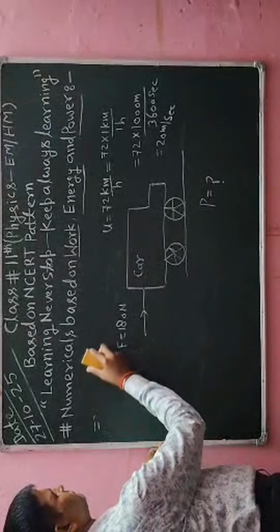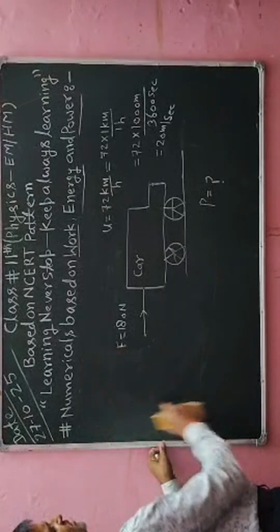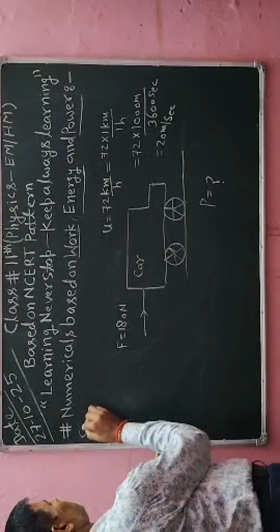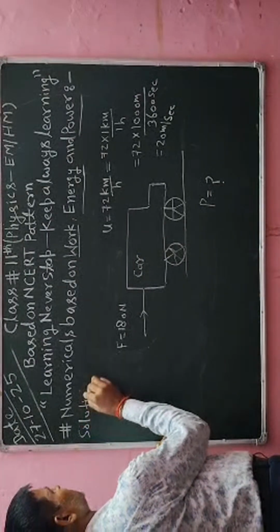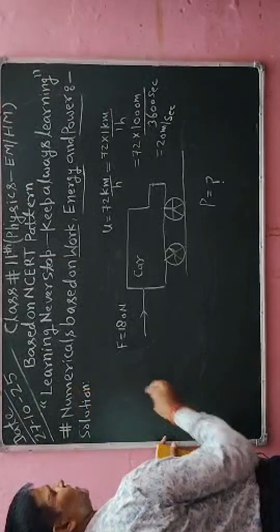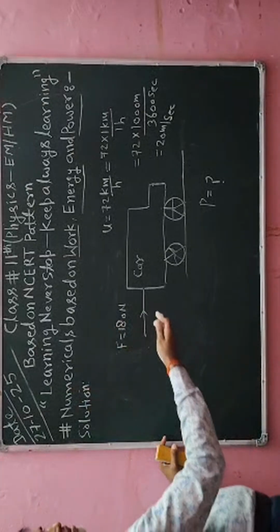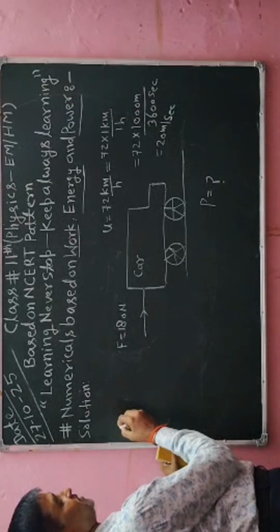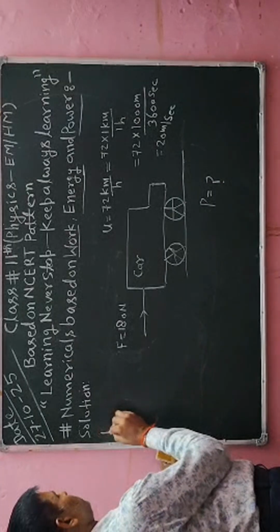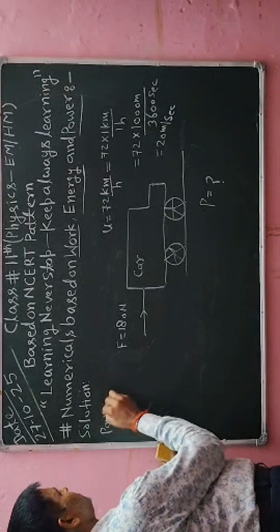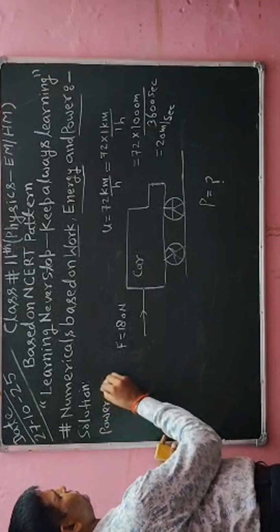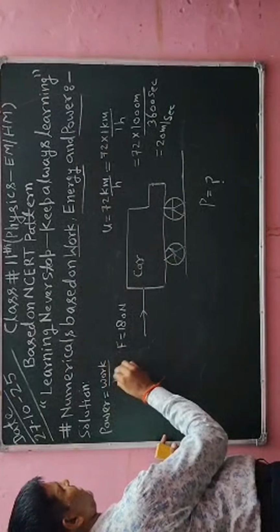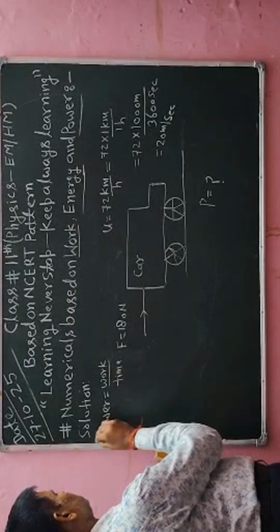Now further, this information I will erase, and after erasing I will say that in the first step I have to write the solution first, and then the given information that is already available in the diagram. Now here I will say power is equal to work divided by time interval. This is the formula.